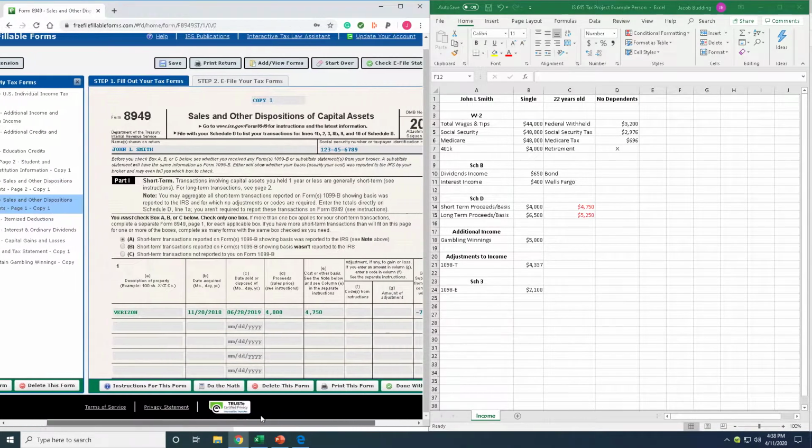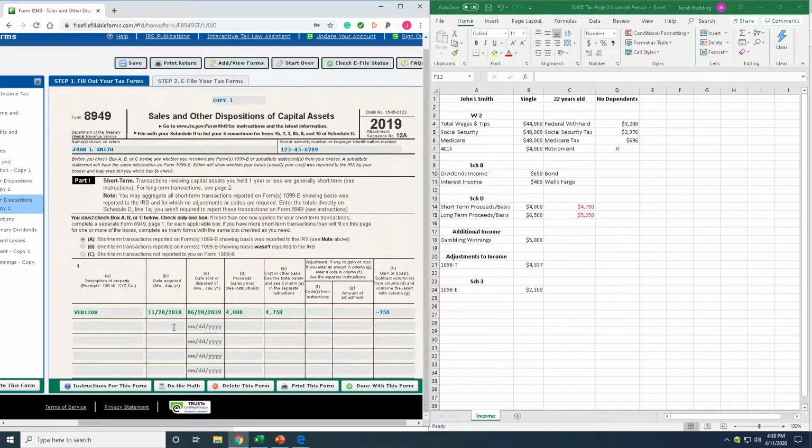So we're going to start off with short-term trades. He had stock in Verizon. He acquired it 11/20/2018 and sold it 6/28/2019. So that's not a full year. Anything less than a year will be considered a short-term trade.